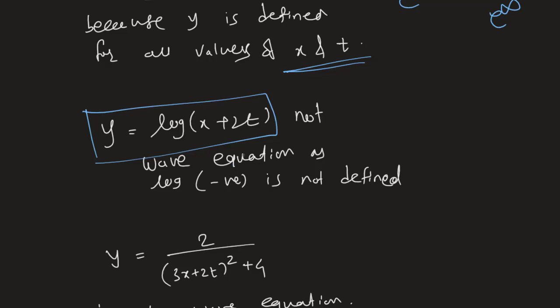But if you look at this equation, y is equal to log of (x plus 2t), it is not a wave equation, because if this term is negative, then the log of negative values is undefined, and that's why this is not a wave equation.